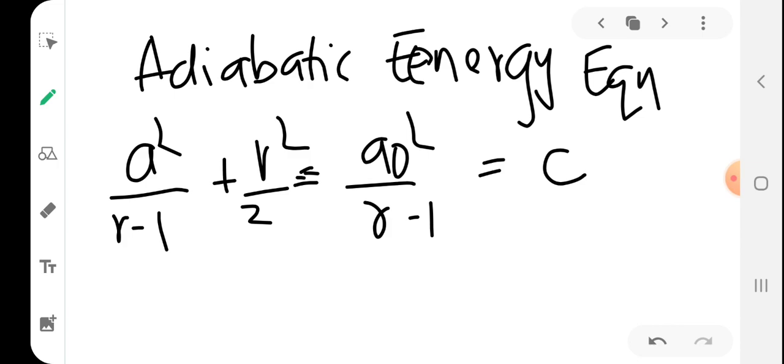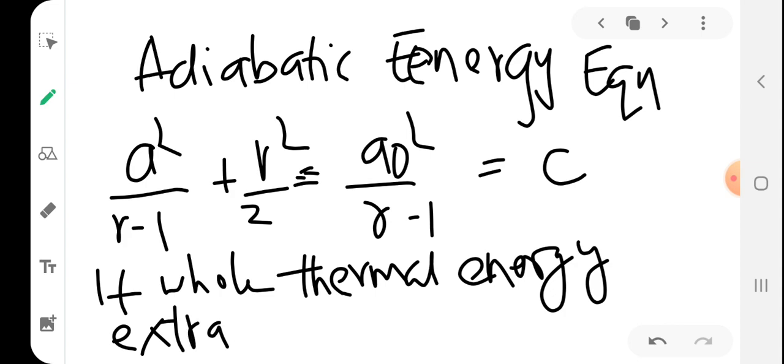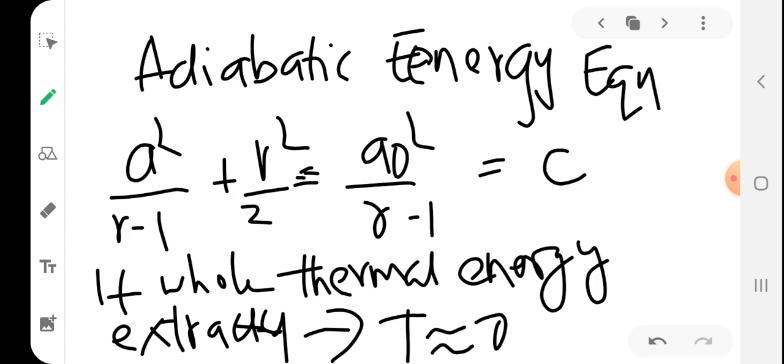Suppose I am extracting all of the thermal energy to convert into kinetic energy. So what will happen? When the whole thermal energy is extracted, the temperature of the fluid becomes 0. If the whole thermal energy is extracted, what will happen to the temperature of the fluid? Students, I'm asking, if the whole of the thermal energy from the fluid flow is extracted, then what will happen? Temperature will be equal to 0, right?